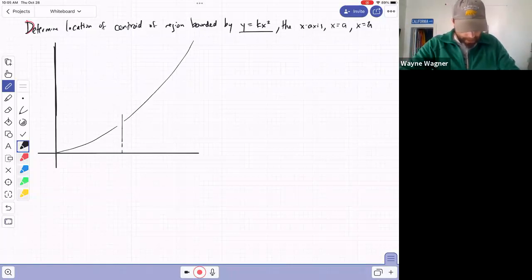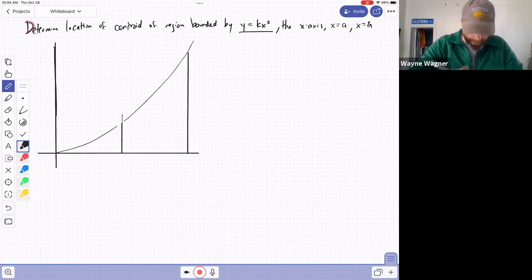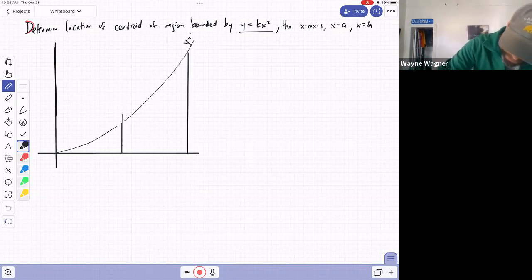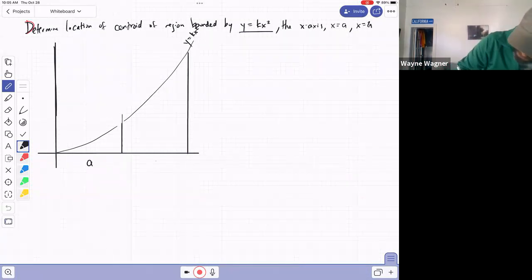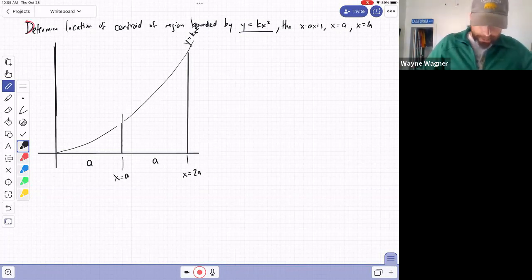Okay, let's see here. So here, this is our shape right in here. This is y equals kx squared. This is a. This is a. So this is x equals 2a. This is x equals a. Hopefully you guys are on board with this so far.